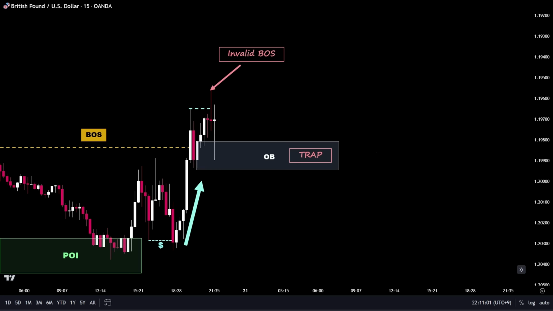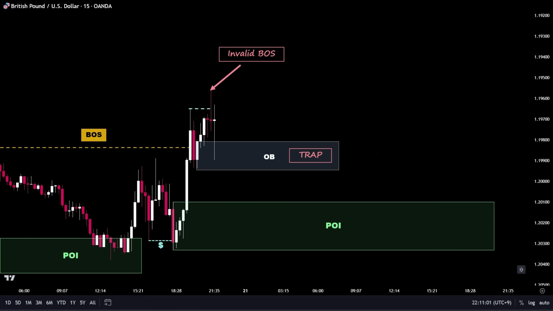Therefore, I'm going to highlight the last selling candle that swept the liquidity below the low. This zone becomes our point of interest, and if the price pulls back into this zone, we will be looking to enter the market by going long.